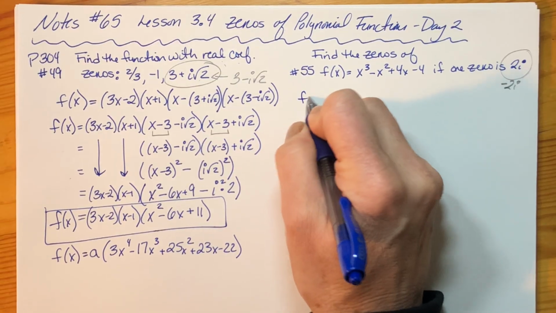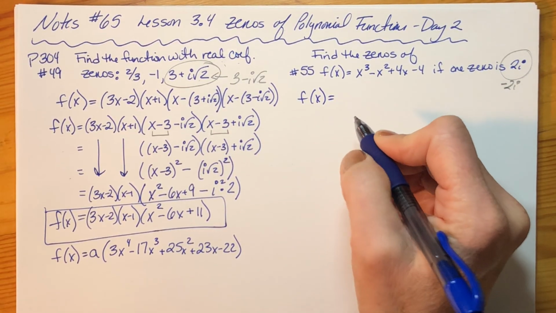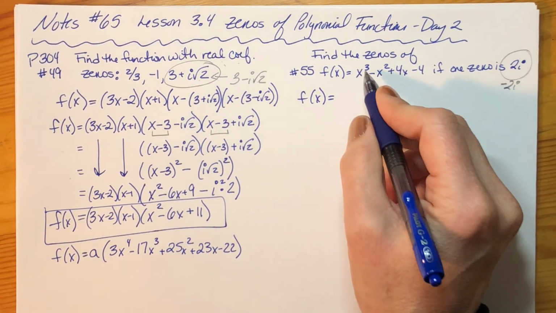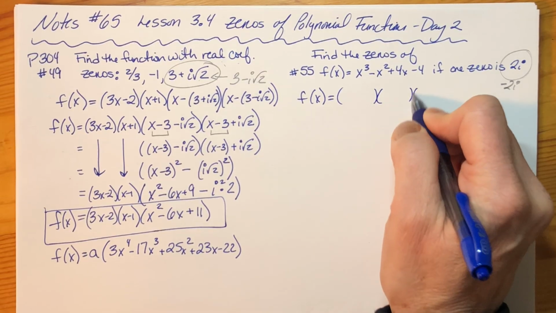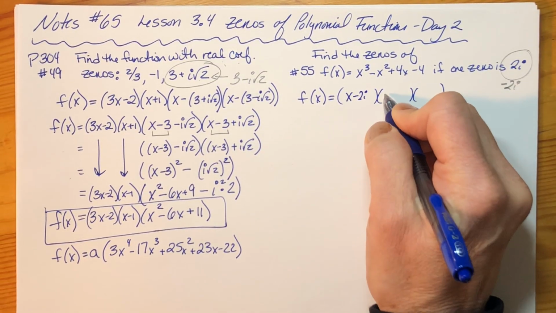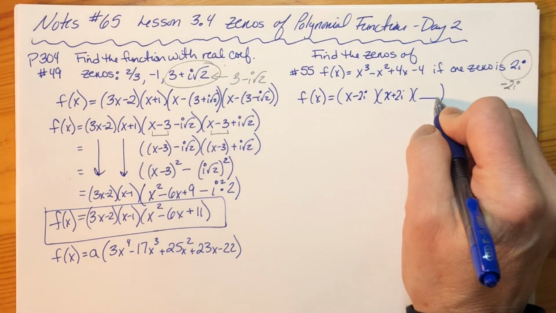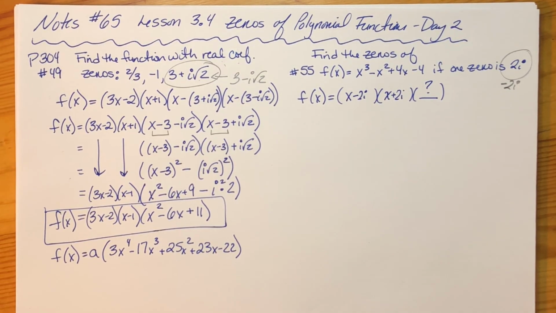I probably would write this as f of x is equal to, let's see, I would say, because it's a power of 3, right? So maybe we would write it as 3 sets of parentheses. I would say x minus 2i, x plus 2i, because those are the two. And then I don't know that third one. I wish I knew what that third factor was going to be.